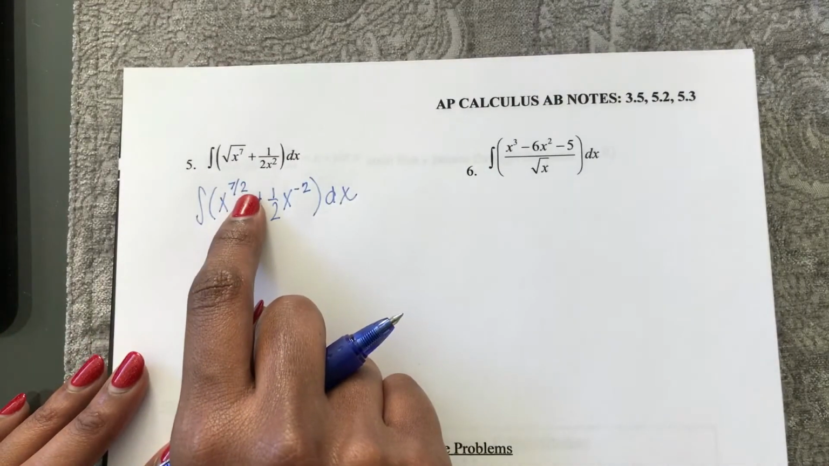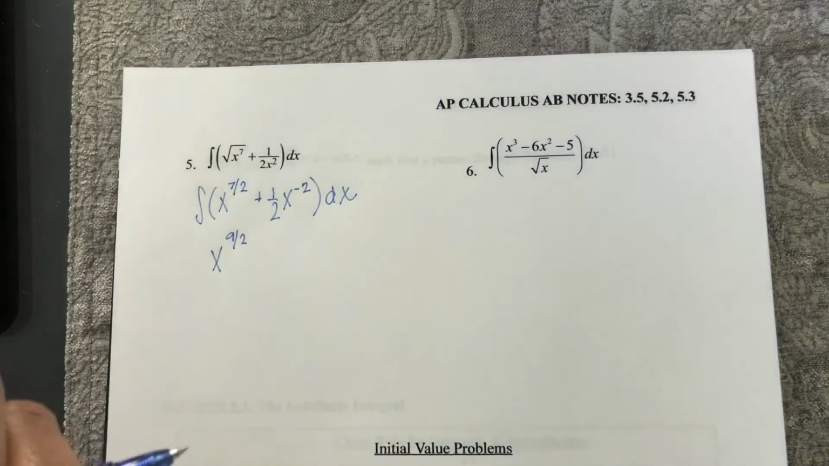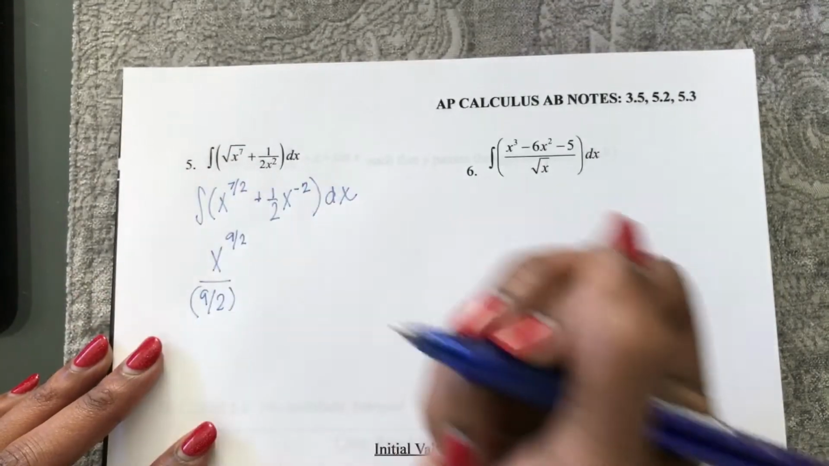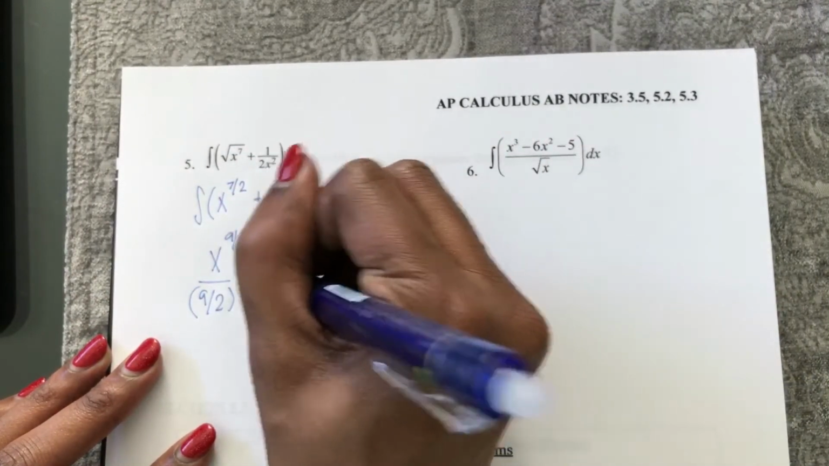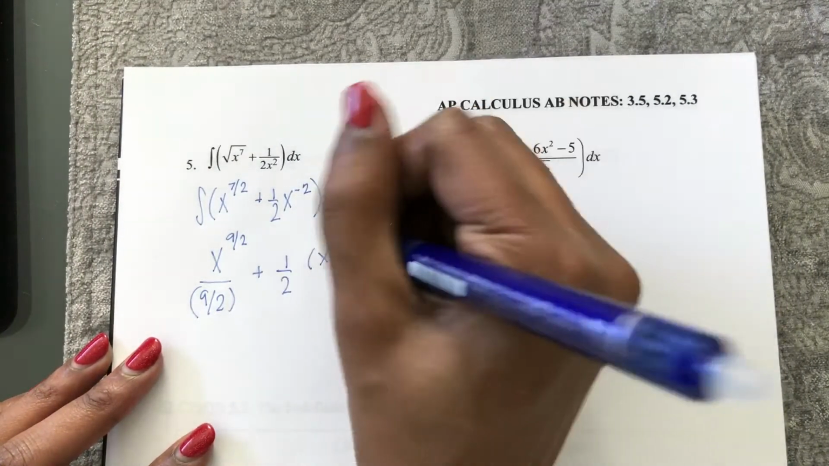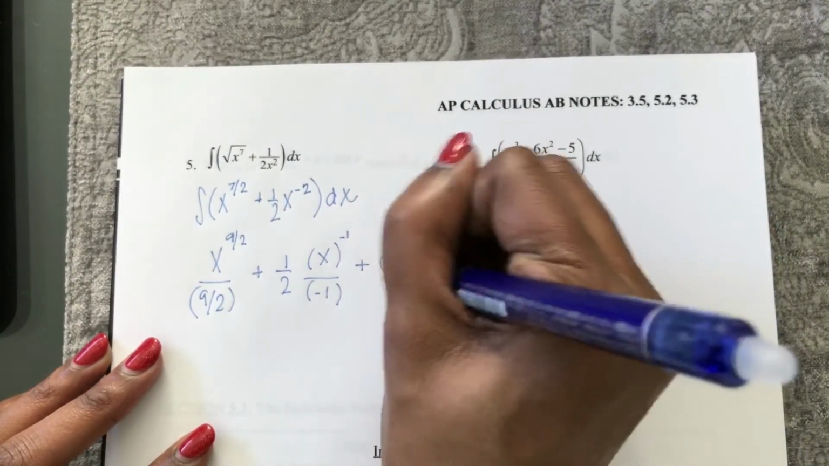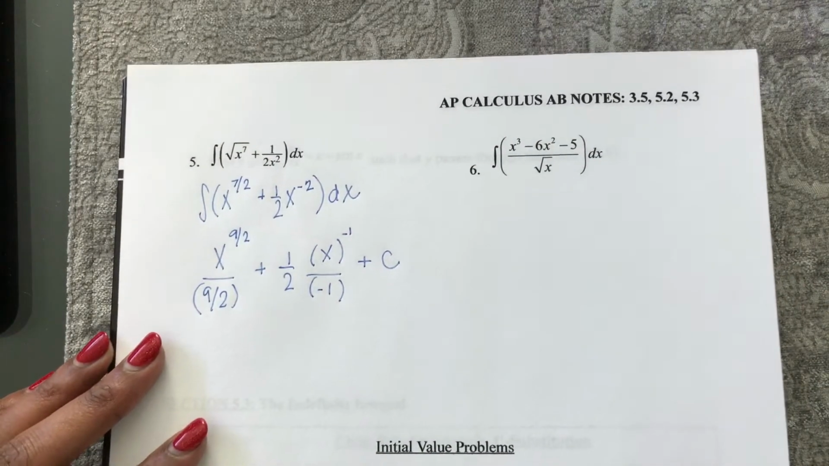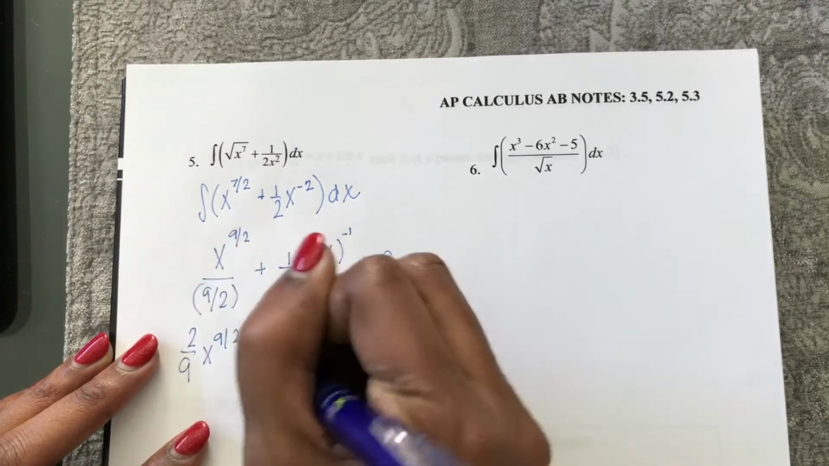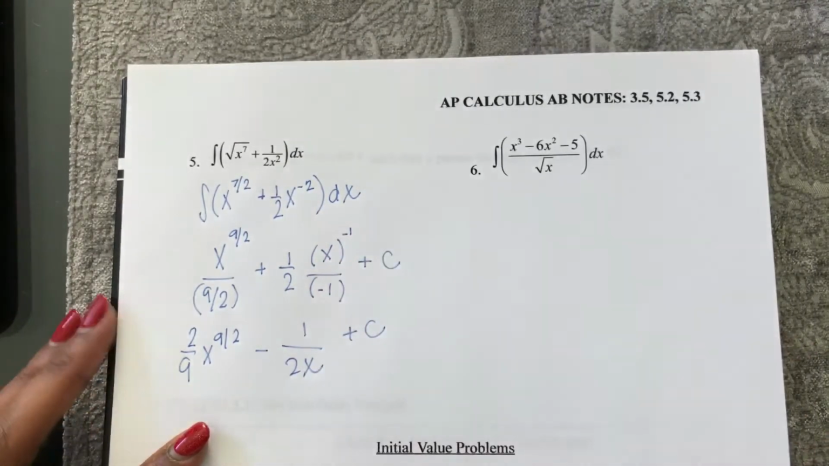So if I add 2 over 2 to 7 over 2, that creates x to the 9 over 2. And then I will divide by that exponent, 9 over 2. Plus, that 1/2 doesn't change, but I'll have x to the negative 2 plus 1 is negative 1. And then I divide by negative 1, and then plus c. So now to simplify my answer, dividing by a fraction makes 2/9 x to the 9 over 2 minus 1 over 2x, and then plus c.